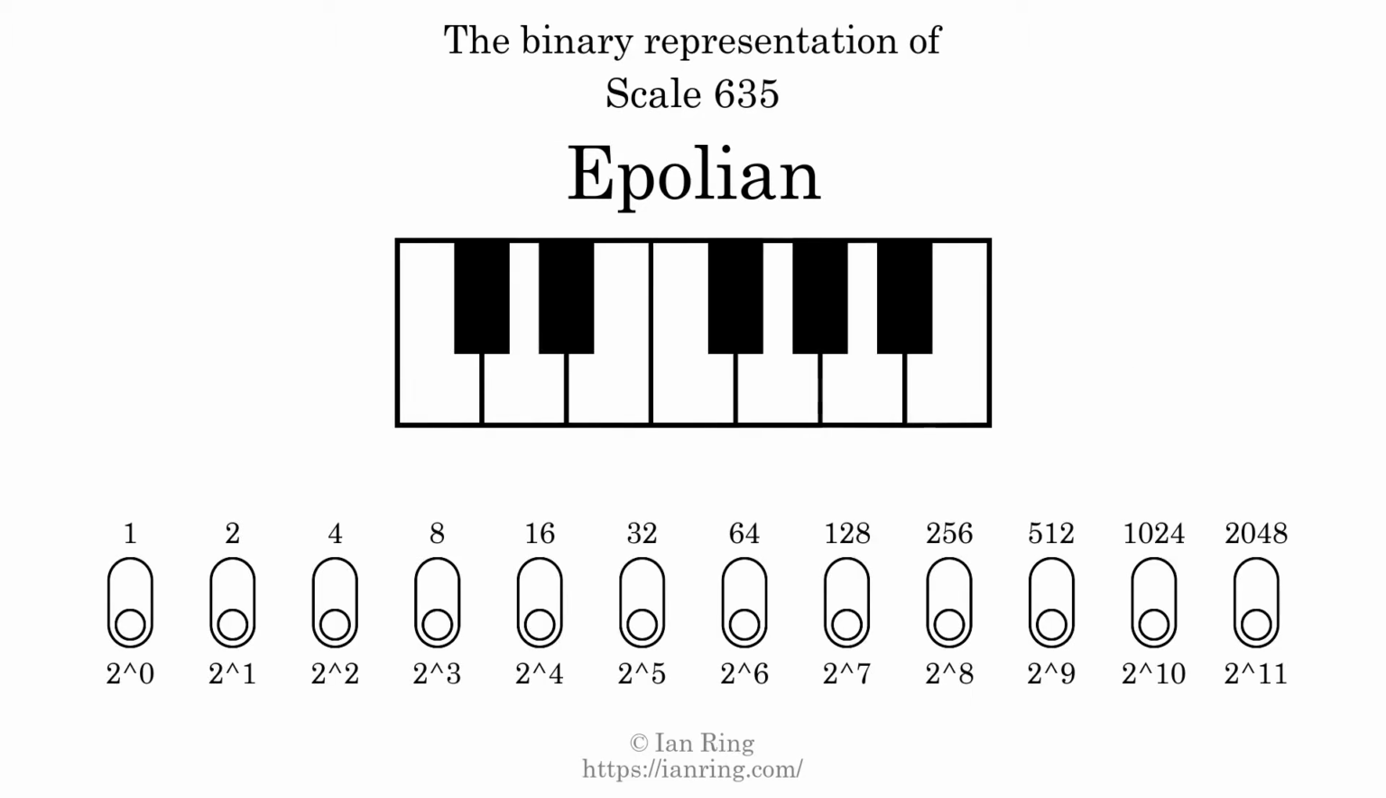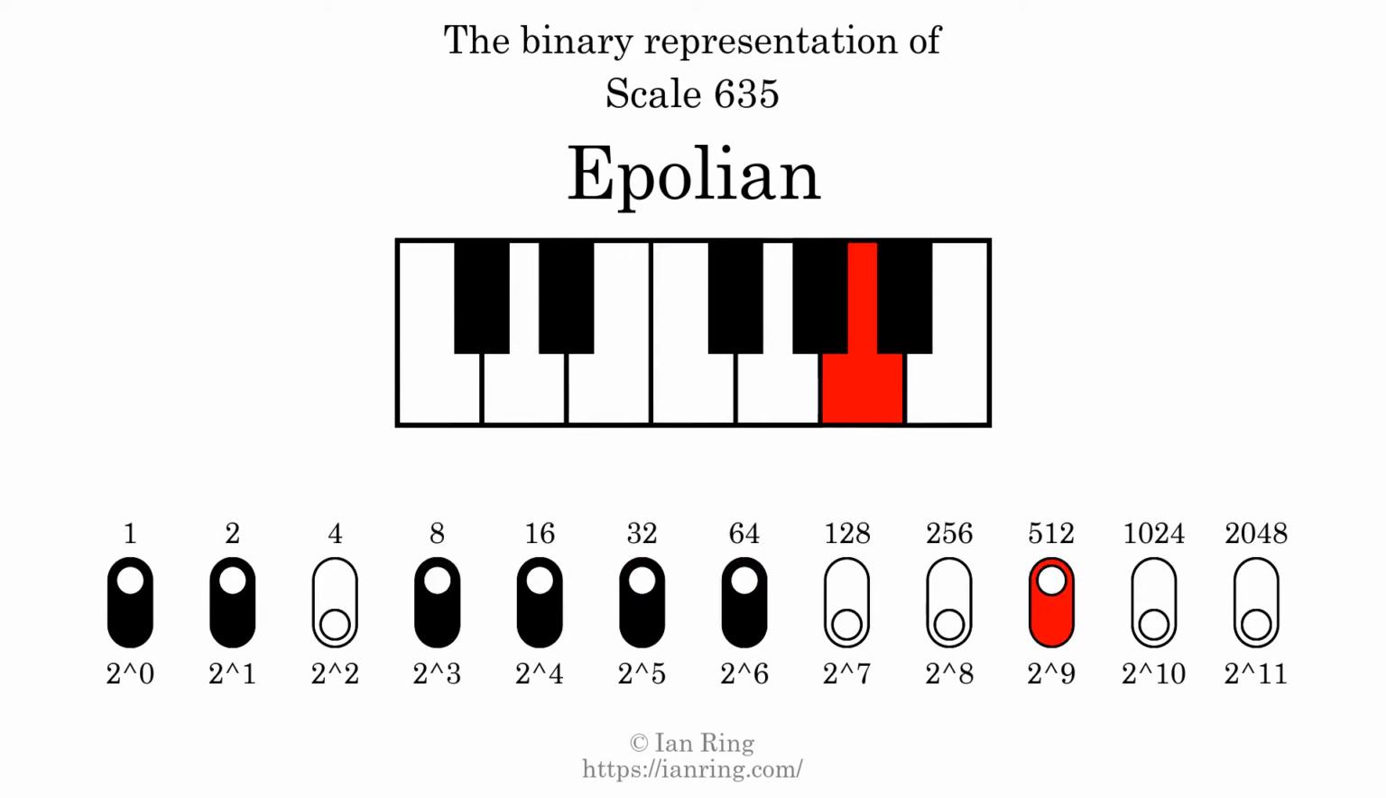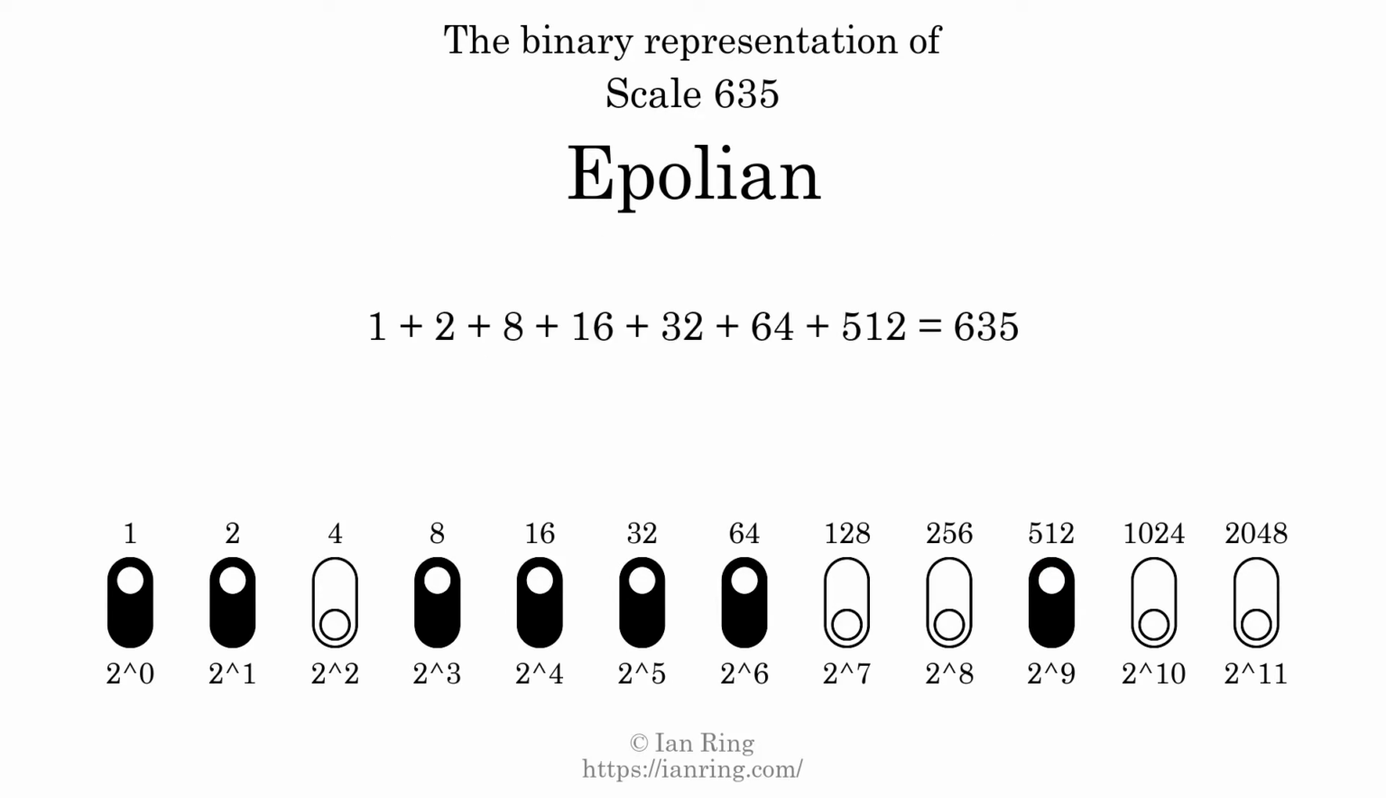The binary representation of this scale is determined by mapping tones of the scale to binary digits. Each binary digit represents a power of 2. To get the scale number, we add the powers of 2 together. The powers of 2 that are present in the scale, all added together, equals 635. That is why the scale number, in decimal, is 635.